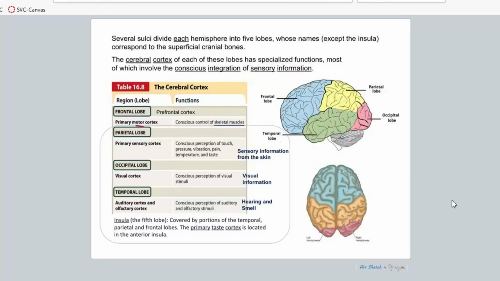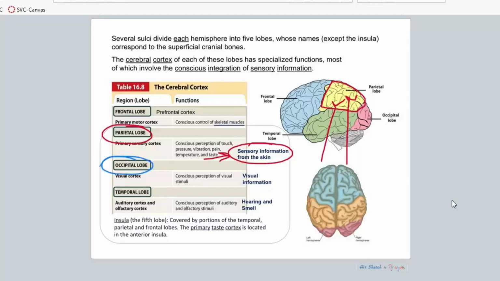So let's start with the parietal lobe here. What type of sensory information is going to be integrated in the parietal lobe? Well, sensory information coming from the skin is going to travel up to the parietal lobe to be integrated. Temperature, touch, vibration, pain, all that stuff that comes from right underneath the epidermis is going to be sent up to the parietal lobe for integration.